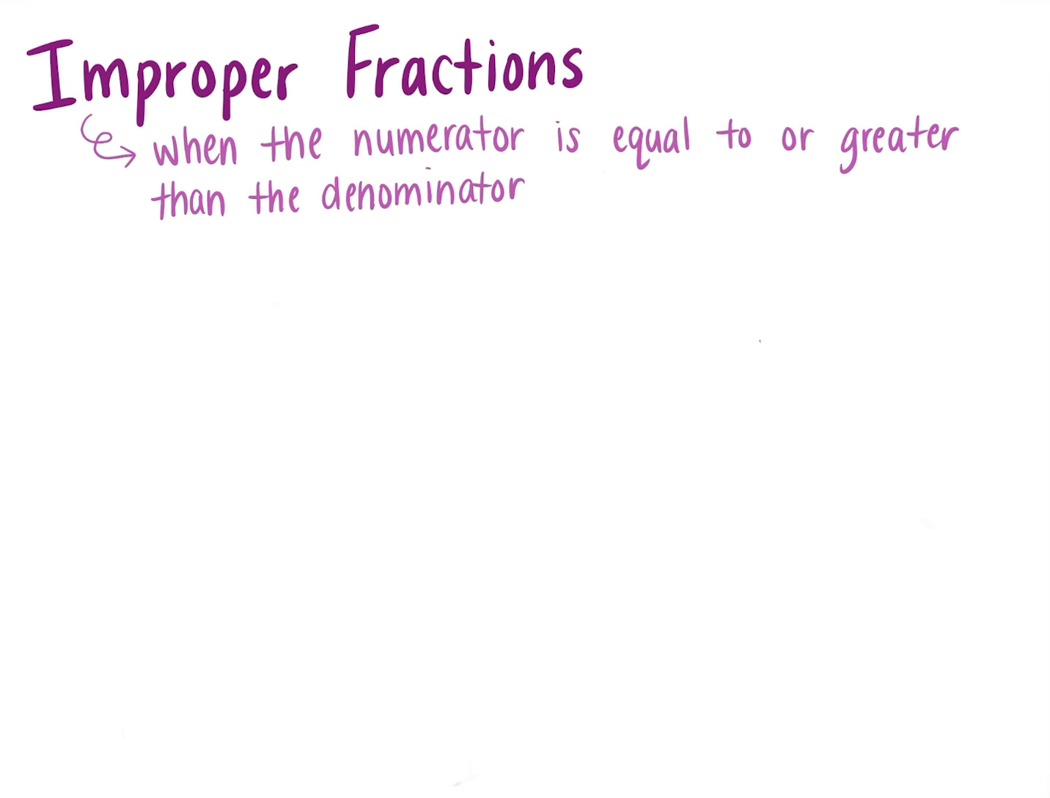First of all, let's write an example of what an improper fraction is. Here's an example. We've got 10 as our numerator, and we've got 4 as our denominator. You would read this fraction as 10/4.